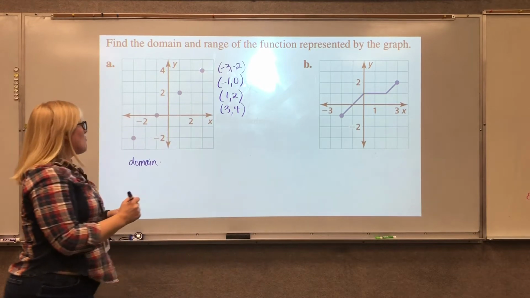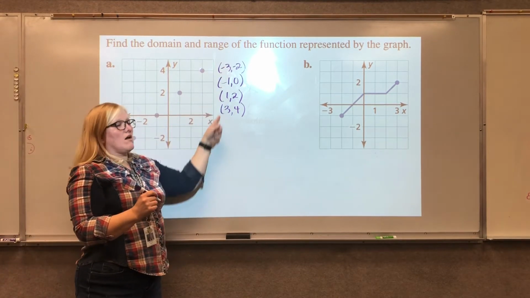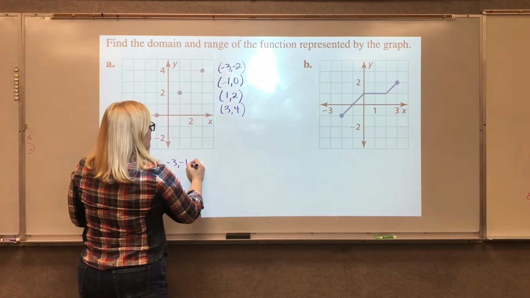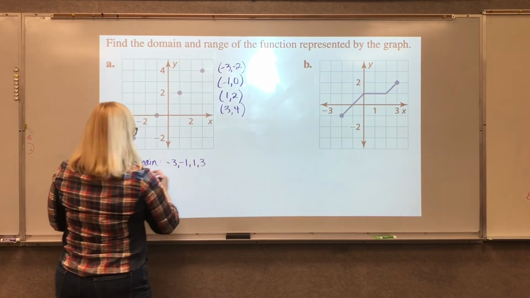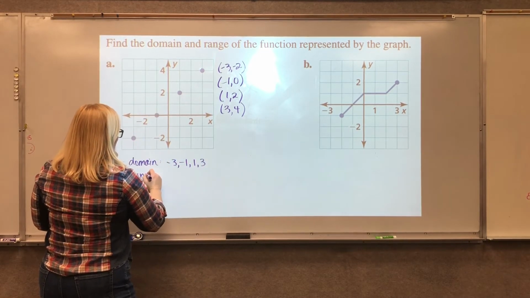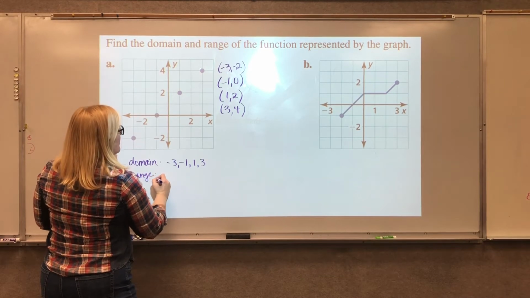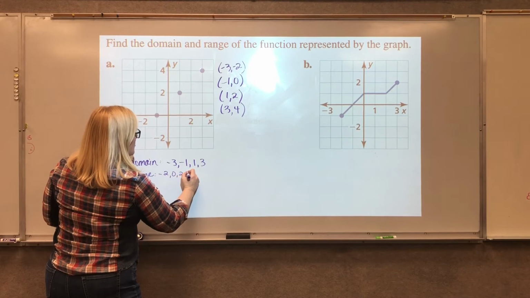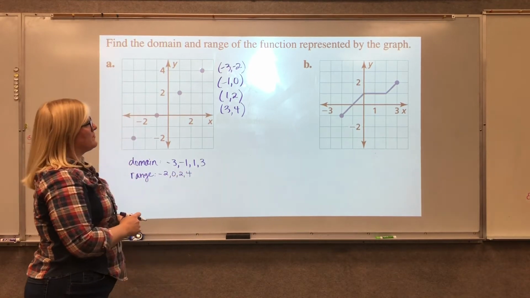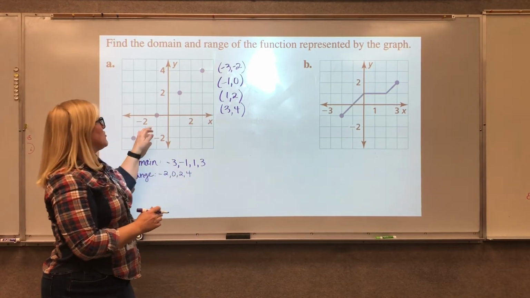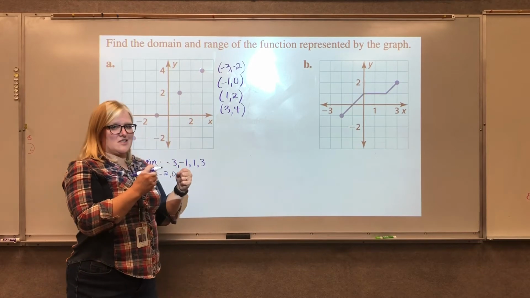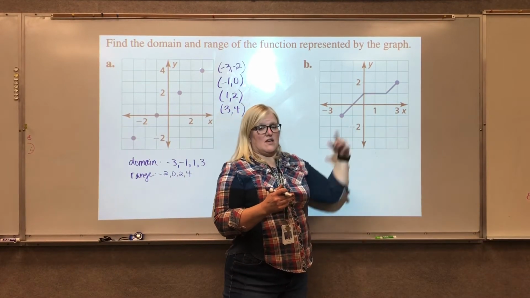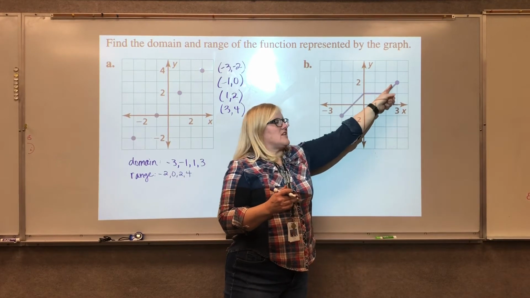Okay, so my domain is going to be all of my x values. So I have -3, -1, 1, and 3. My range, or my y values, are going to be -2, 0, 2, and 4. Okay, so that's easy to do when we've got these solid dots. But what do we do when we have something that's continuous, that covers all of these things?